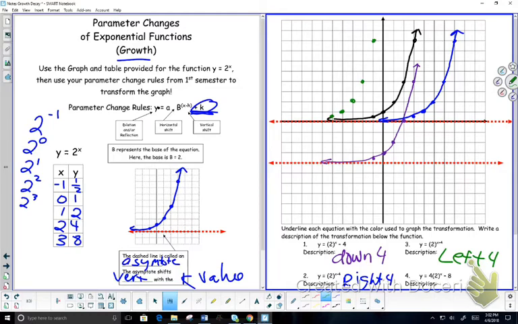Will the horizontal asymptote change? No. So I can go ahead and draw my curve approaching the exact same asymptote of y equals 0. Does it look like your graph moved 4 to the left?